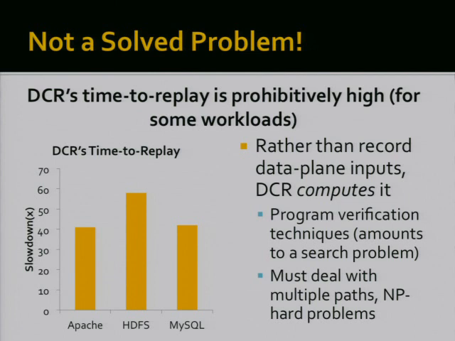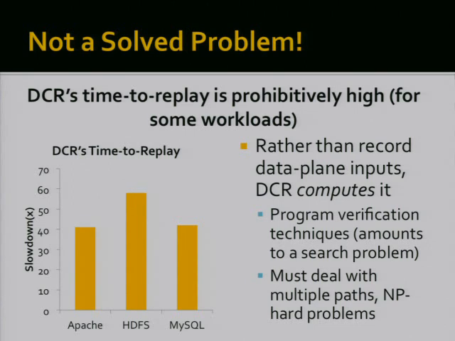And the question is, why does this happen? Well, it's because rather than record data plane inputs, DCR tries to compute them using sophisticated program analysis techniques, which basically amount to a search problem. And on top of that, you have to search through the program through multiple paths, and then there are hash functions you have to deal with.